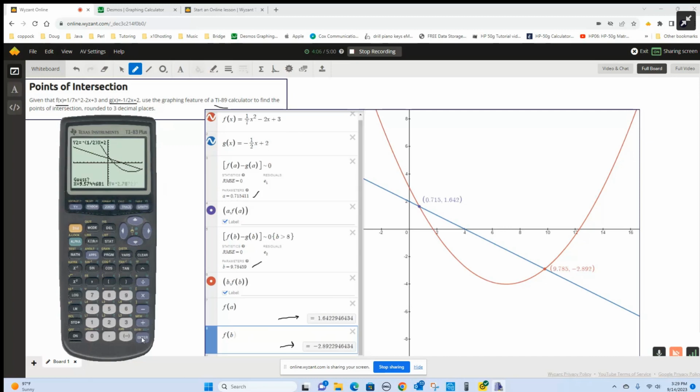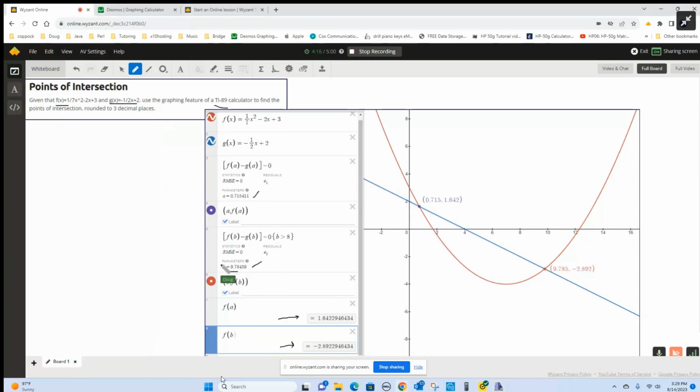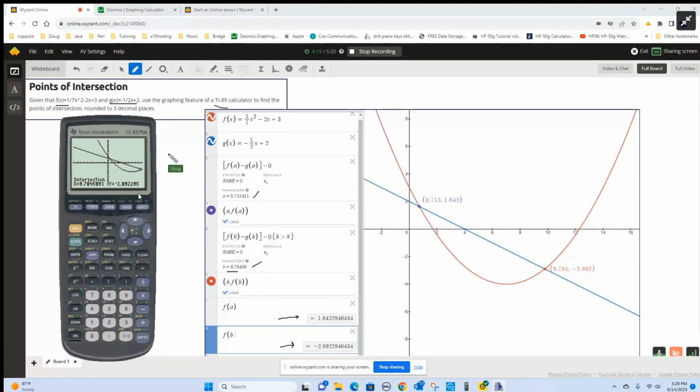1, 2, 3. And there's a 9.7845. That's this a value right here. And the -2.89.